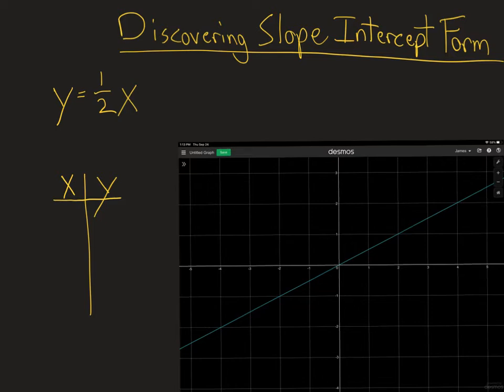All right, let's look at discovering slope-intercept form in its full form today. We've talked about slope. Let's bring in everything. Okay, we've got y equals 1/2 x to start with, and that's the graph we see here. This blue line is the graphed line of y equals 1/2 x.